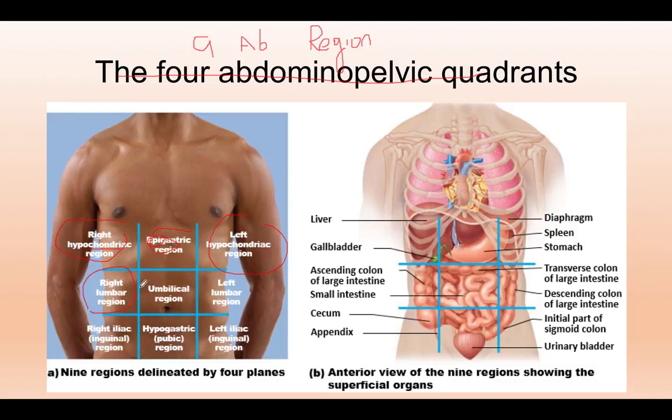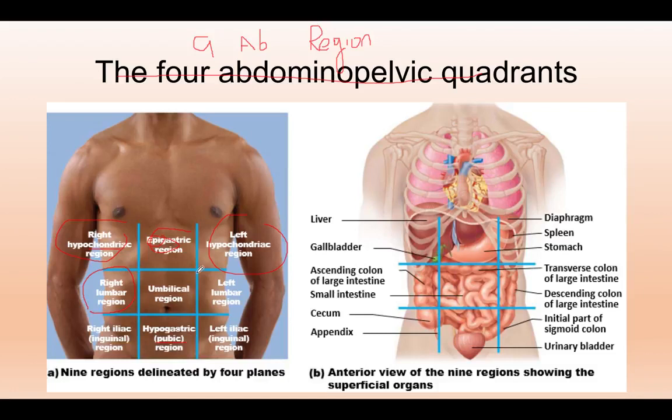Everybody knows what umbilical is, so I'm not going to describe it. You can see the region for the umbilical cord. You have right and left iliac because there is a bone underneath it which is called the ilium. That's where the name iliac comes from. And hypo again means below, so hypogastric means below the stomach. This region is also referred to as the pubic region.